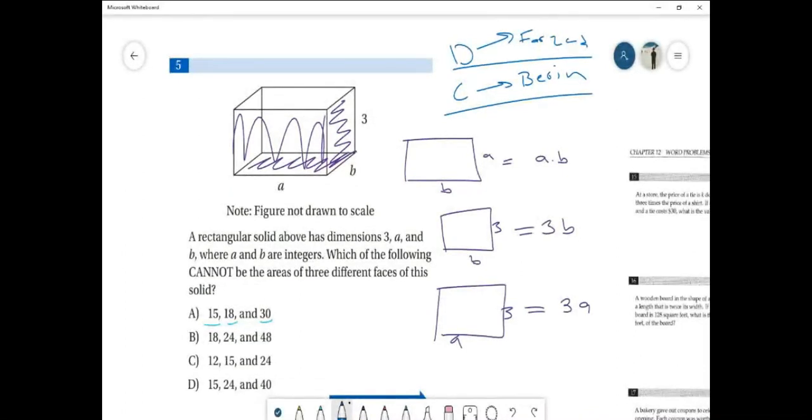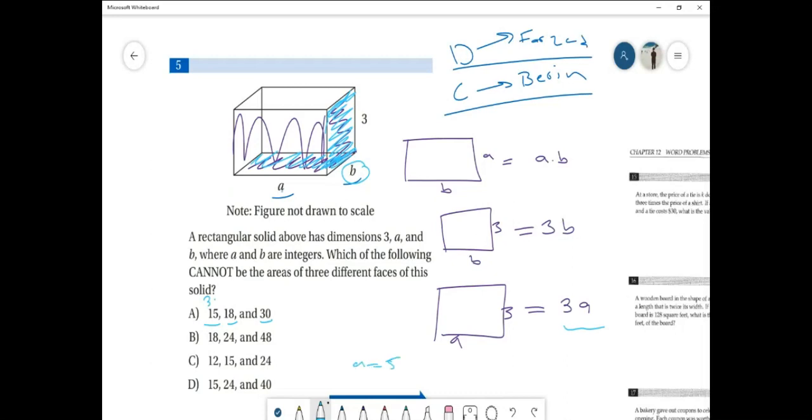Okay, enough. So we have 3 different faces for the solid. One is in the bottom. This is A times B, right? One which we have here is 3B. And one which we have here is A and 3, right? So the area of this face is A times B, the area of this face is 3B, and the area of this face is 3A.